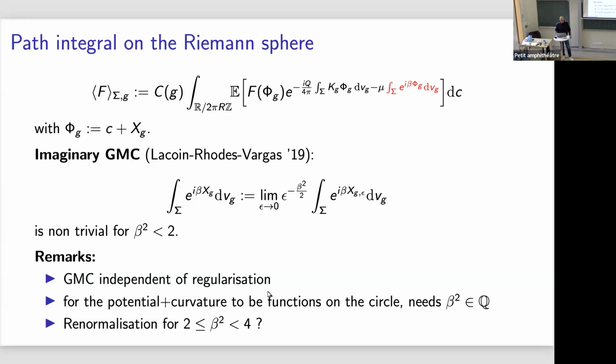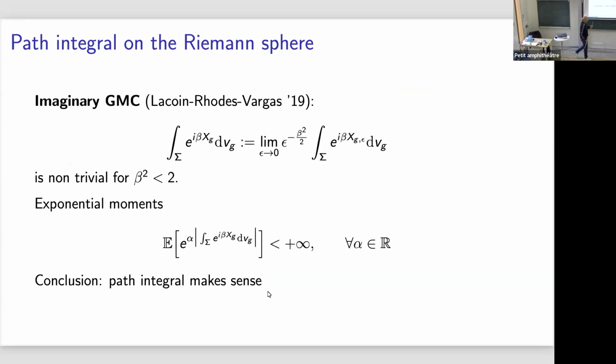I'm not completely sure, but the obvious one: if you want to start in the most simple situation, you have to impose that beta squared is rational, for periodicity condition issues actually. If you combine both of them, you get that beta squared is rational.